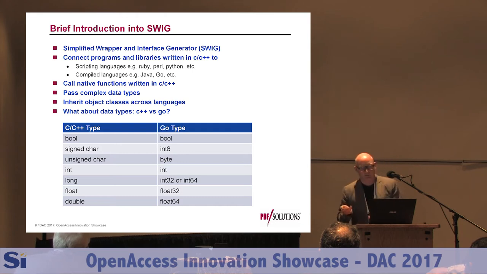If we compare data types between C++ and Go, they are pretty close. You have bools, you have all sorts of different size integers like int8, 16, 32, and floats. So it maps pretty well from one language to another without any big hassle.